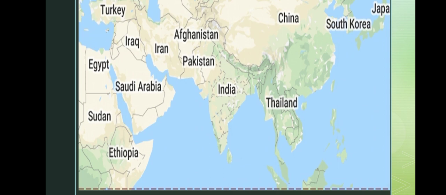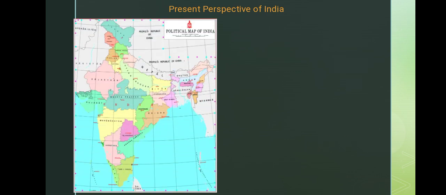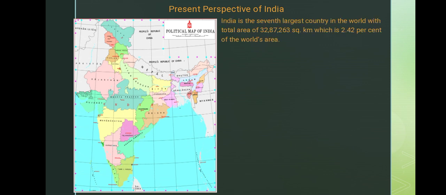Here you can see the map of India in Asian perspective. Now we will look at the present perspective of India's location. Here you can see the political map of India. India is the seventh largest country in the world with a total area of 32,87,263 square kilometers, which is 2.42% of the world's area.